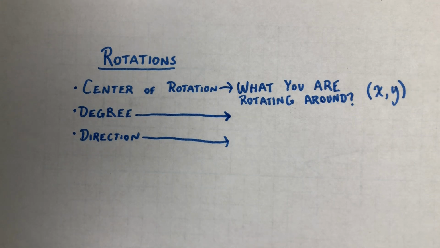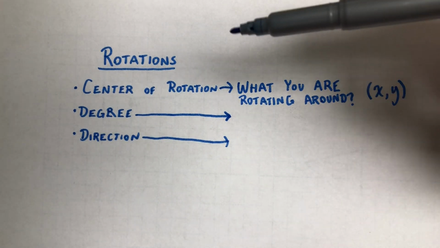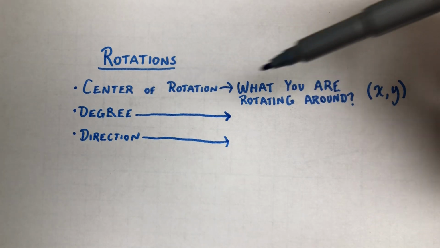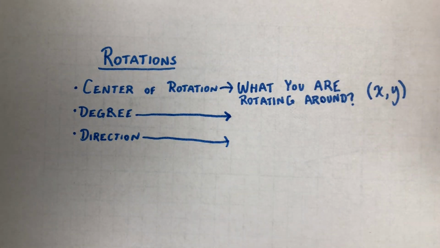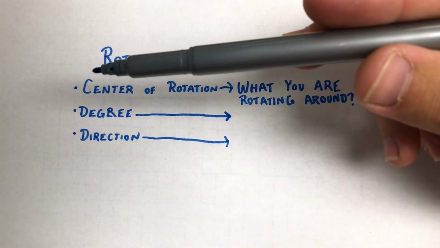Maybe I say rotate about the origin. About the origin means that your center of rotation is just 0, 0. But the center of rotation is a very important thing. You have to rotate around something if you're rotating. You don't just get to pick any place. You have to pick the place that I tell you or the question says.